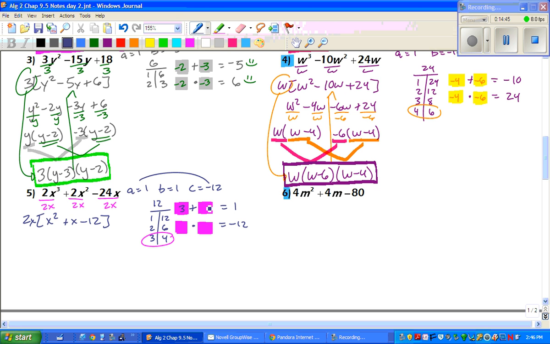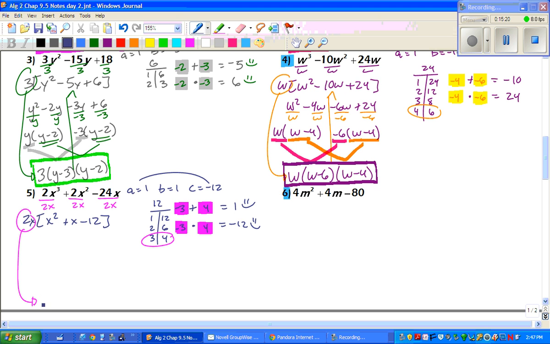So we have to do some combination of 3 and 4. So if I did -4, would 3 plus -4 give us +1? No, it wouldn't. Okay. What about -3? Well, -3 plus 4, that gives us 1. But does negative 3 times 4 give us negative 12? It sure does. So let's go ahead and move on to the next step.